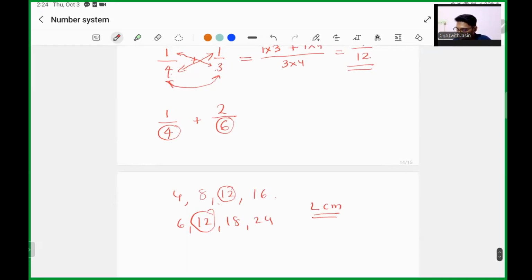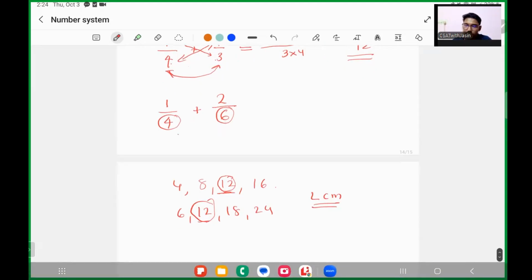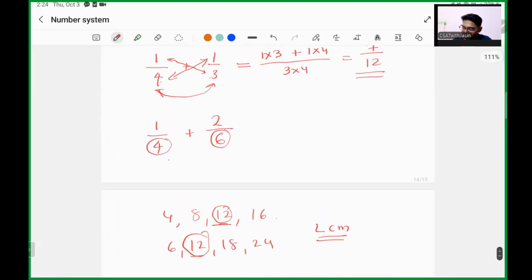So here you know that 12 is a common multiple of 4 and 6. So I need to make both denominators 12. If you multiply 4 by 3, it will become 12. Then you need to multiply the numerator also by 3. Again, here you need to multiply 6 by 2 to make it 12. So in the numerator also you need to multiply by 2, because if you multiply the same number in the numerator and denominator, the fraction will not change.